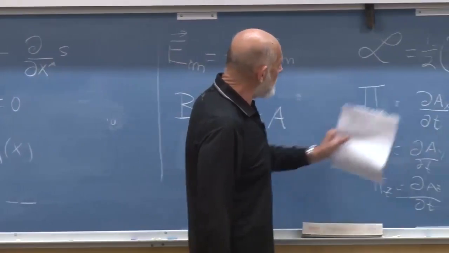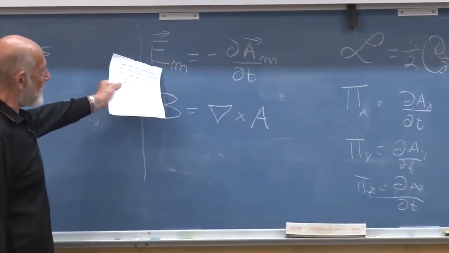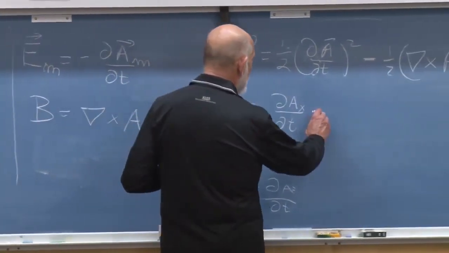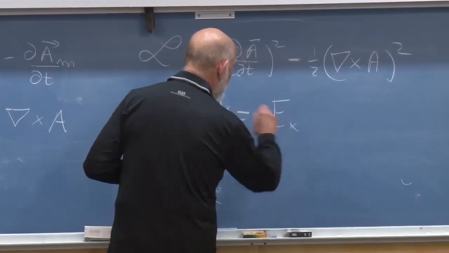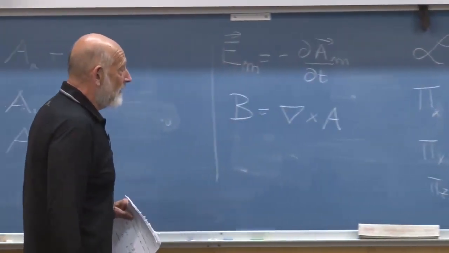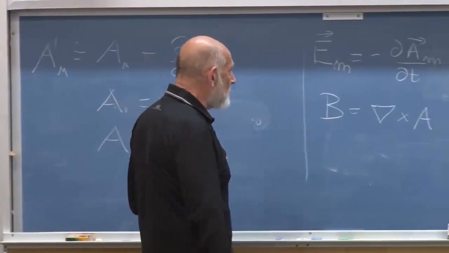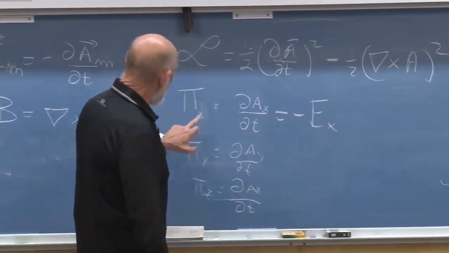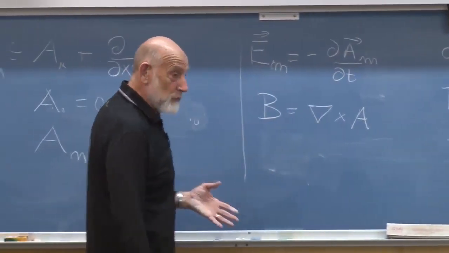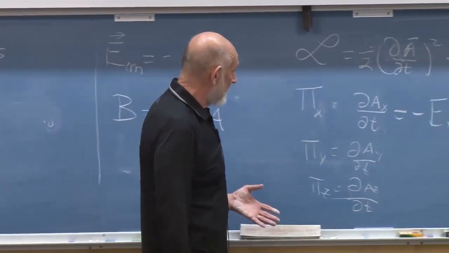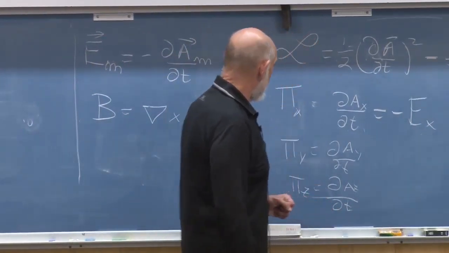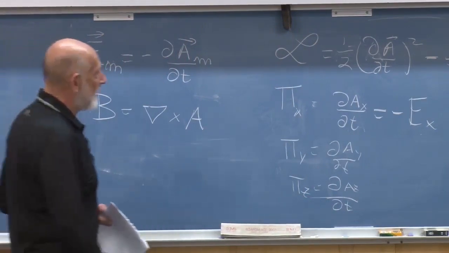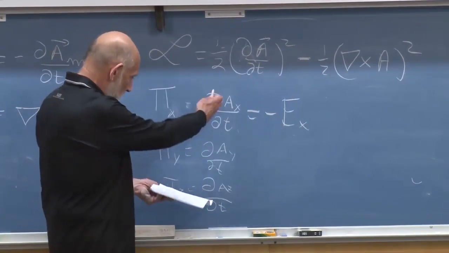But it's also true that the time derivative of A is just minus the electric field. So we found something interesting. The canonical momenta happen to be just minus the components of the electric field. For what it's worth, the physical meaning of the canonical momentum conjugate to the vector potential is just the electric field. That's sort of by the way, just notice the fact.